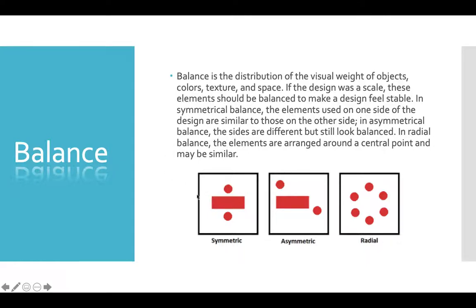So we have three main ways that artists can balance their work. They can have it be symmetrical, where it's perfectly balanced, either vertical or horizontal on their space. It could be asymmetrical, which means there is no balance or one side is heavier than the other. Or you can have a radial balance, which means that it flows in a circular direction.